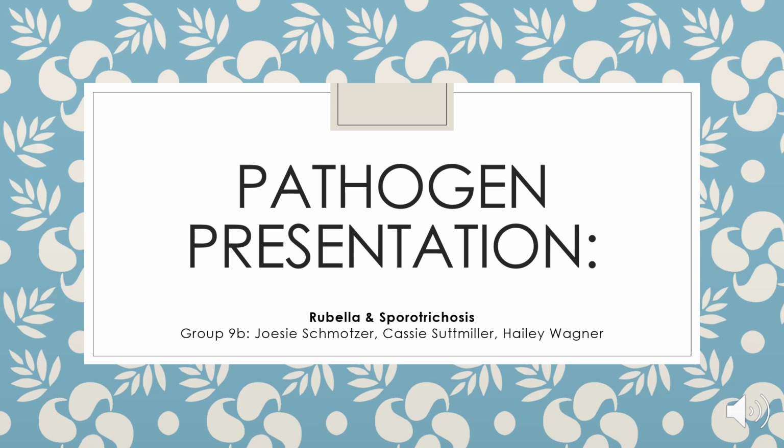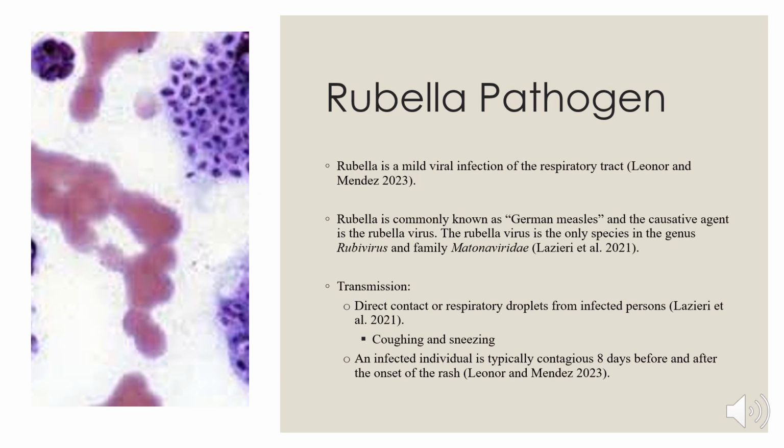Our pathogen presentation on rubella and sporotrichosis. Our rubella pathogen. Rubella is a mild viral infection of the respiratory tract. Rubella is commonly known as German measles, and the causative agent is the rubella virus. The rubella virus is the only species in the genus Rubivirus and family Matonaviridae.